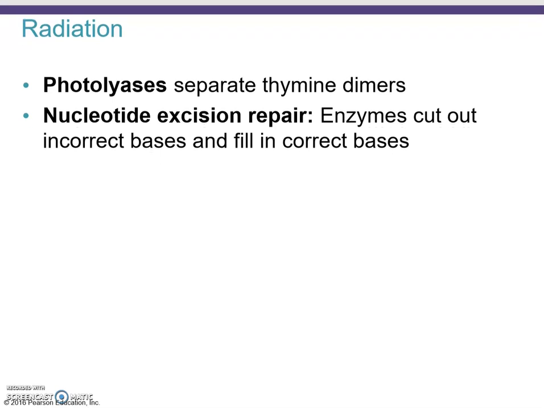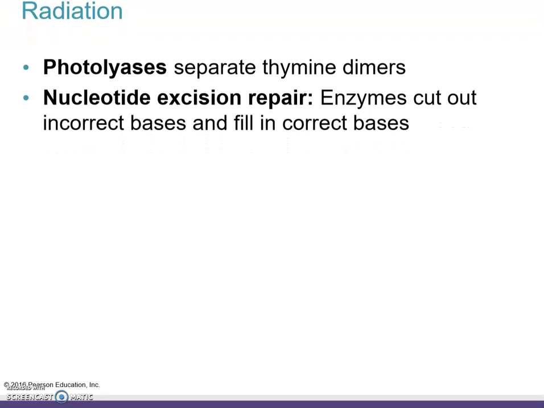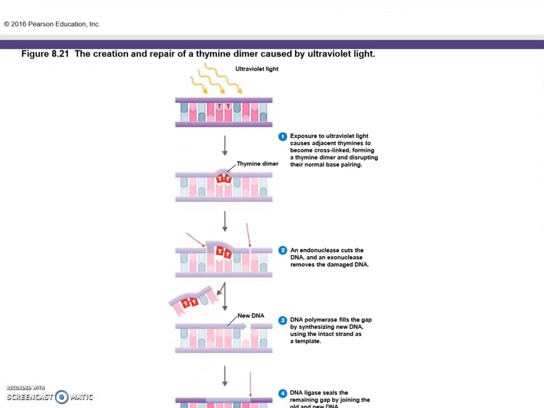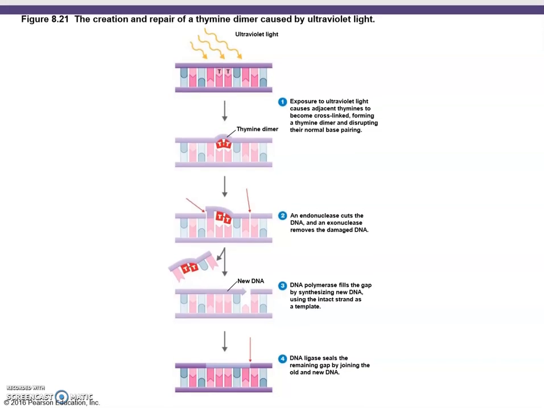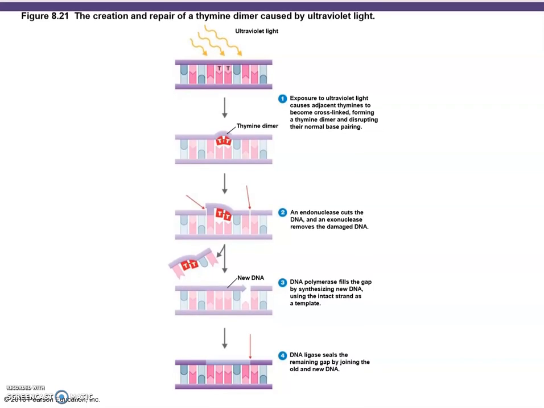So radiation, well, cells typically have some mechanisms to repair radiation damage, especially when it comes to UV radiation. So photolyases are enzymes that can separate thymine dimers that were caused by too much UV radiation. And then nucleotide excision repair enzymes can cut out damaged pieces of DNA and replace them with new ones that are undamaged. So here would be the typical example of a thymine dimer.